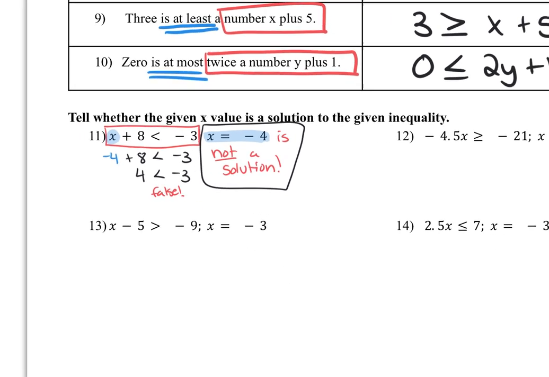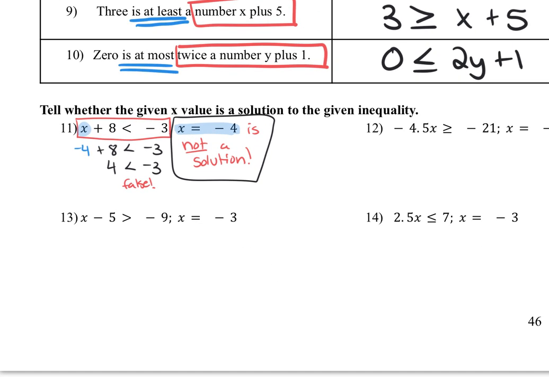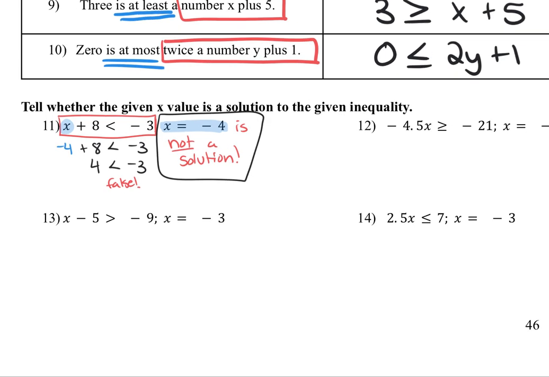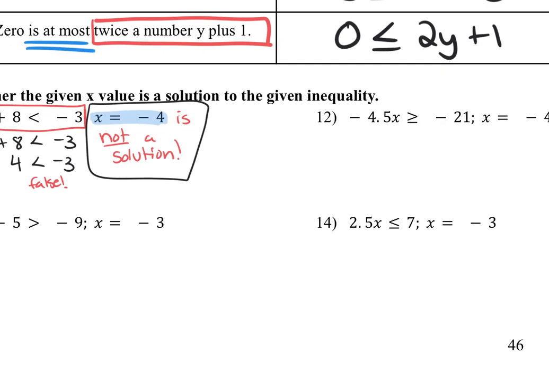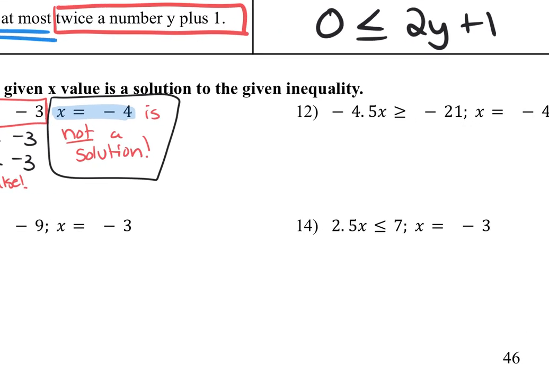What if it came out to be true? What do you think my answer would have been? Yeah, is a solution. Exactly, right? So false, not a solution. True, solution. So let's do the next one with number 12.